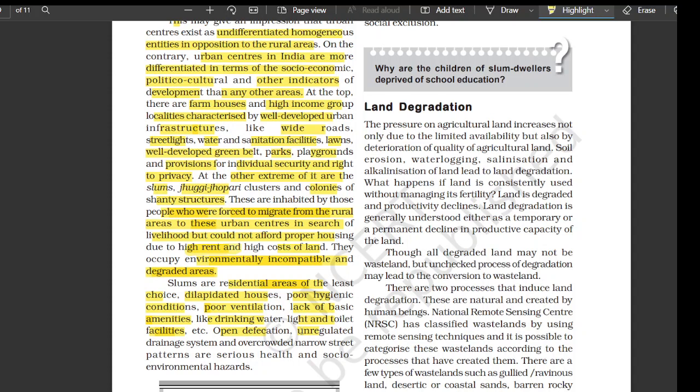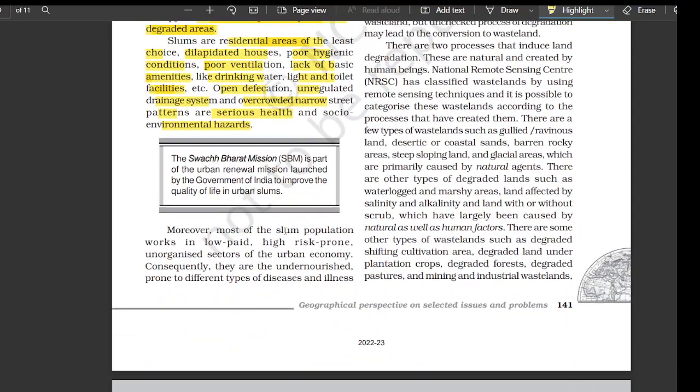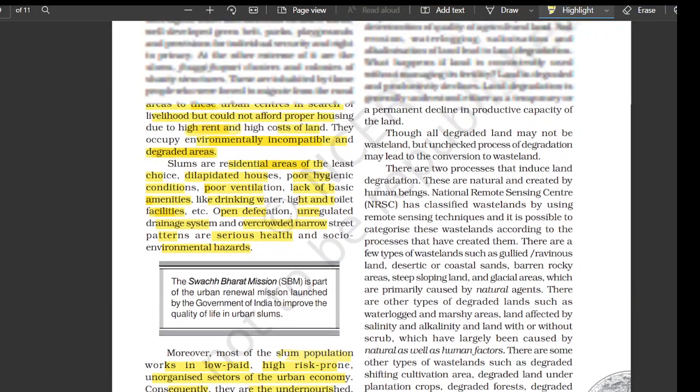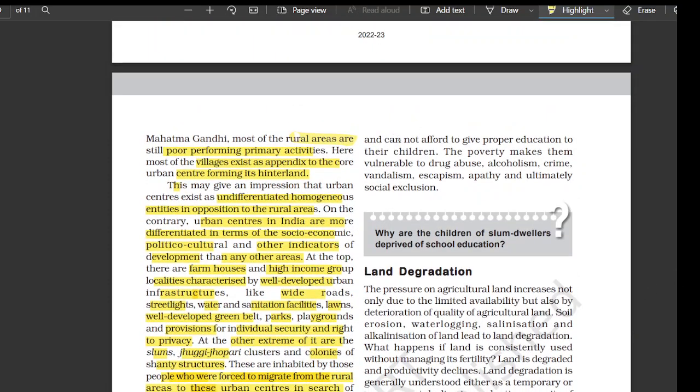Open defecation, unregulated drainage system, and overcrowded narrow street patterns are serious health and socio-environmental hazards. Moreover, most of the slum population works in low-paid, high-risk prone, unorganized sectors of the urban economy. Consequently, they are undernourished, prone to different types of diseases and illness, and cannot afford to give proper education to their children. The poverty makes them vulnerable to drug abuse, alcoholism, crime, vandalism, escapism, apathy, and ultimately social exclusion.